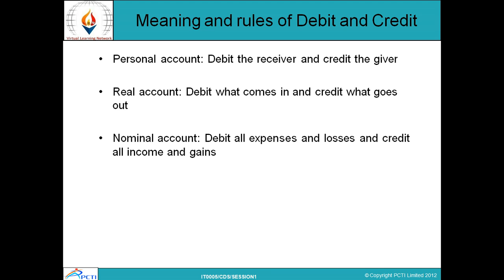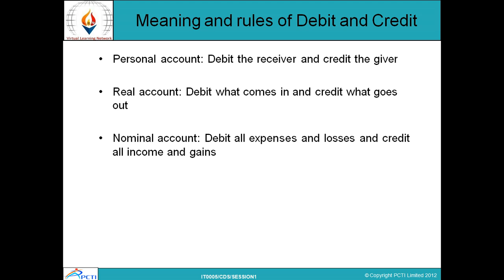Coming to nominal account. Nominal account is like salaries account. Debit all expenses. So salary, if you have paid it, is an expense. So you will debit the expenses. On the debit side you will mention the expenses and losses, and credit all incomes and gains. Anything you receive as income or gain will always be mentioned on the credit side.